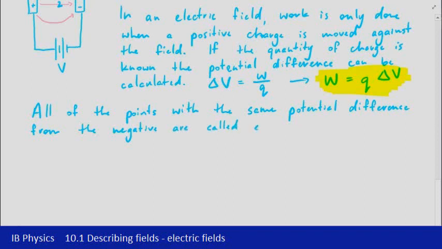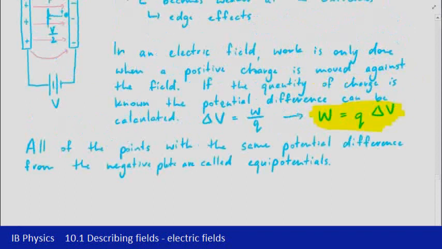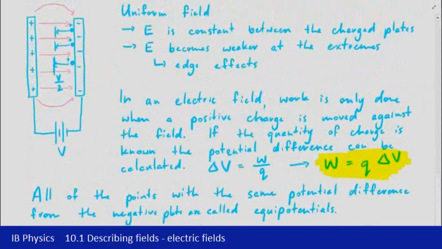Those points are called equipotentials. If you look at that word, it's fairly easy to figure out what it means: equi meaning equal, and potentials being electric potential. So all of the points that have the same potential difference from the negative plate are known as equipotentials. In this case, if we were to look at all of the points that have the potential of V on 2, we'd find that they all end up at this point straight down in between the middle of the two plates.